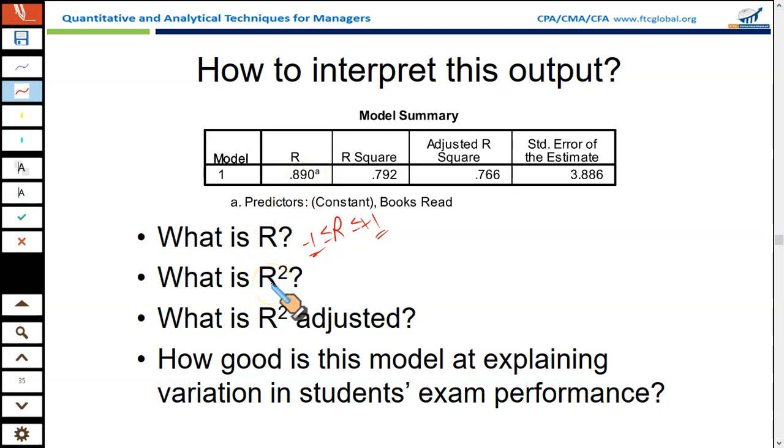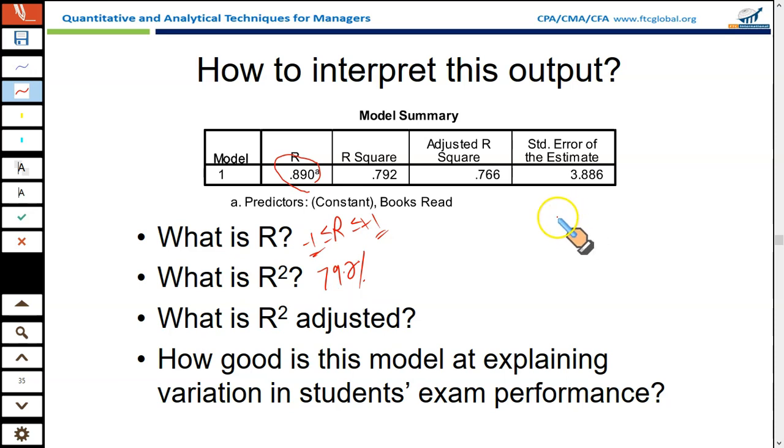What is R squared? This is interesting. Simply take R and square it. It gives you 0.792, or if you express it in percentages, it's 79.2%. What does it measure? First of all, it's called the coefficient of determination. It measures the proportion of variance in your dependent variable, our exam score, that is predictable from the independent variable. Let me give you a more relevant example.